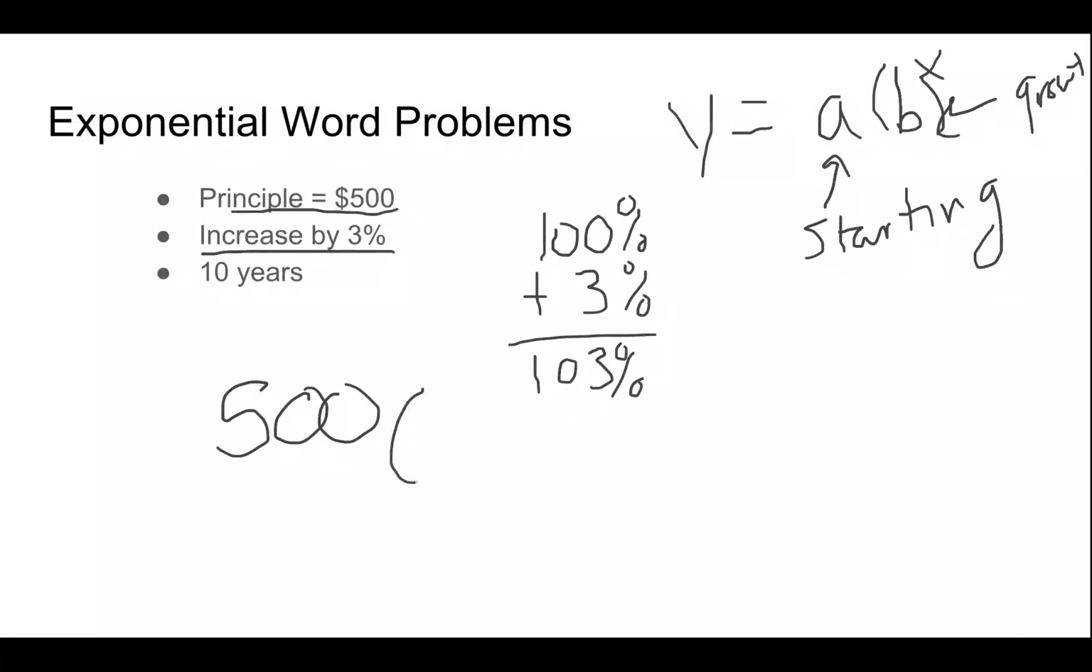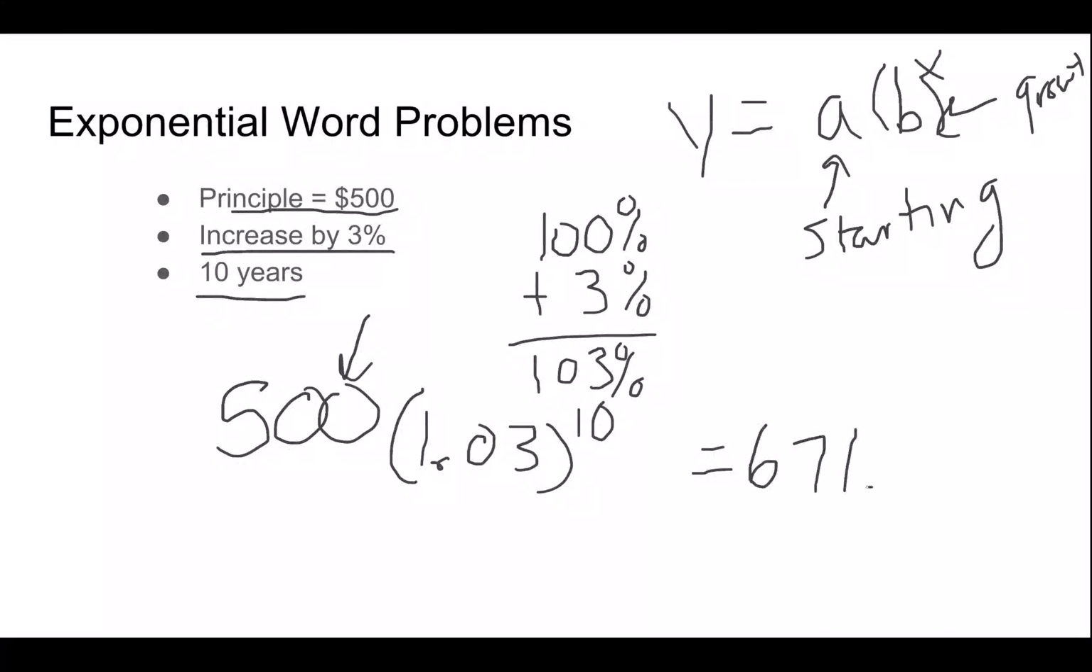So my growth would be 1.03. And that x would just be for how many years? So the years would be 10. So what I would find for this word problem is that my starting point is 500, my growth is 103%, and I would go for 10 years. Then we just plug this information into our calculator and see what we get, which is $671.96.